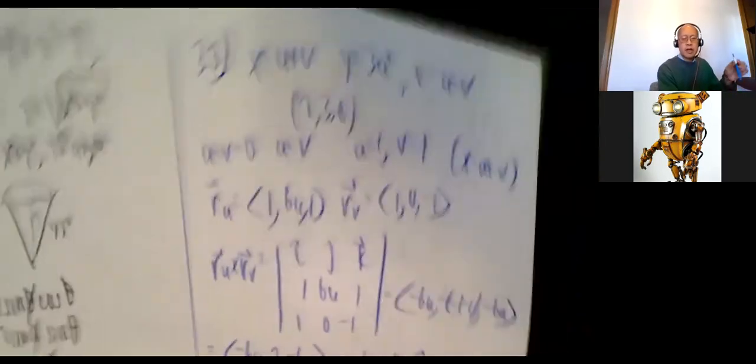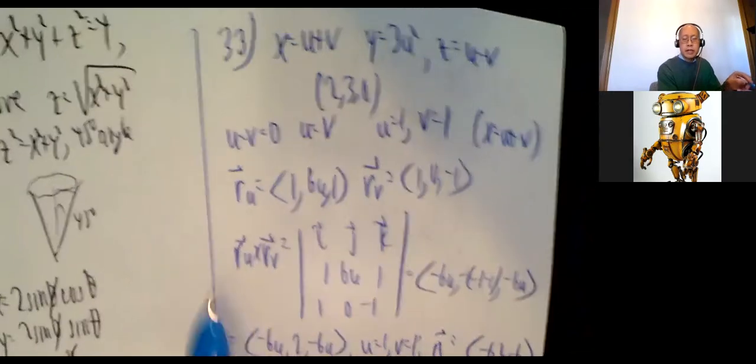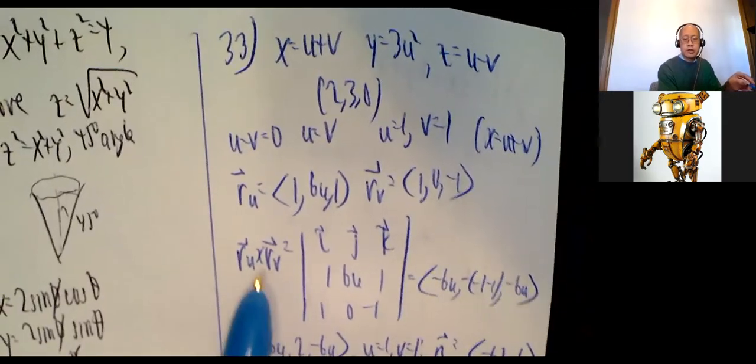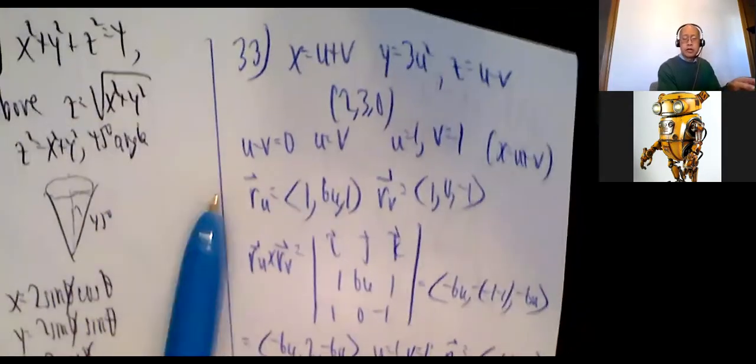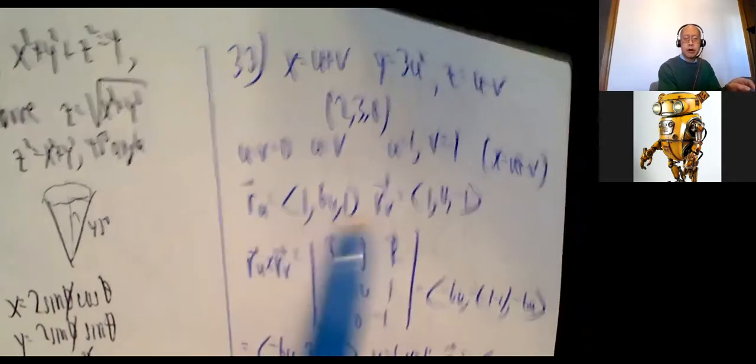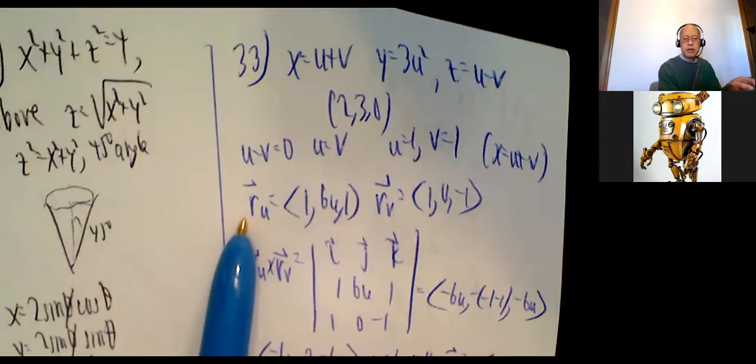Okay, so to find a tangent plane, I need r sub u, r sub v, and then a cross product. Okay, that was a long time ago when we did that. But to get a normal vector, you take two vectors in the plane, r sub u, r sub v, and then take the cross product. So what's the derivative with respect to u?